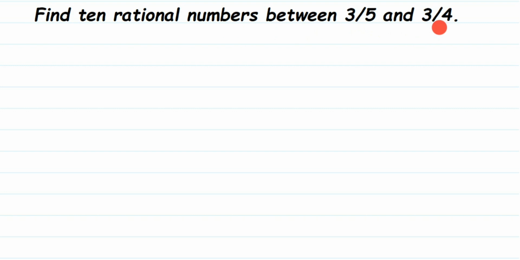Now how to find them? The method will remain the same. How to find a rational number between two given rational numbers? Now remember one thing, there are infinitely many rational numbers between two given rational numbers. So let's find 10 rational numbers between these two.